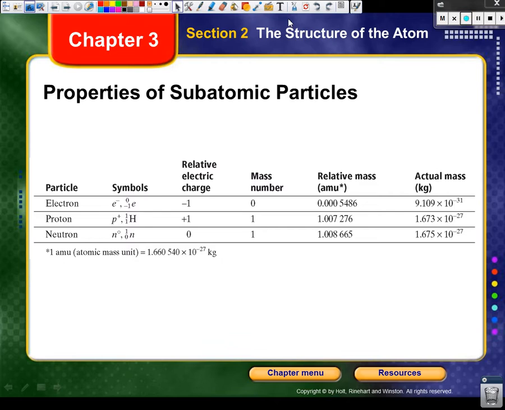Relatively, what is the mass of an electron compared to protons and neutrons? No, the middle column.